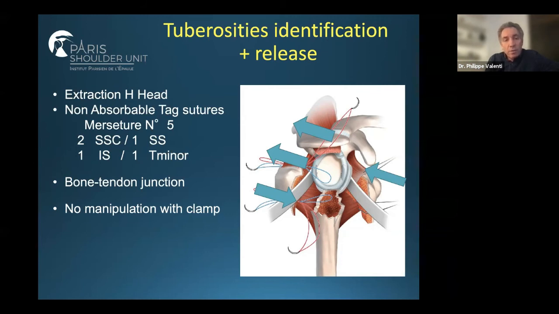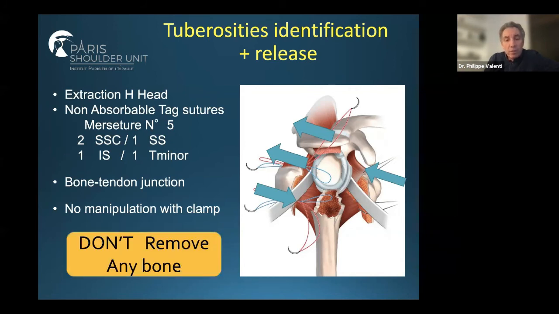The second point, very important, is that when you do a reverse, you have to repair the cuff. So you tag the subscapularis anteriorly with an unabsorbable suture at the junction between the bone and the tendon. I don't manipulate the bone with the clamp. I prefer to pull the strands, and I put 2 tags on the subscapularis, 1 on the supraspinatus, 1 on the infraspinatus, and 1 on the teres minor. And with all the sutures, I can restore the anatomy of the cuff around the prosthesis.